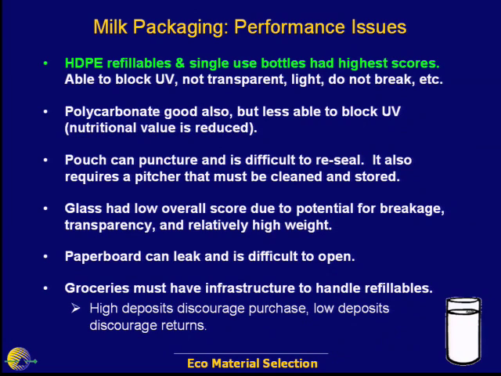Polycarbonate was good also. But they're less able to block UV. If anybody's seen a polycarbonate container, we actually have one of these in our house. We use it to put cereal in. Now, for a while, we were using it for milk, but now we use it to store cereal. But it basically doesn't block UV, so that reduces the nutritional value of the contents inside the containers. The UV can break down vitamins.